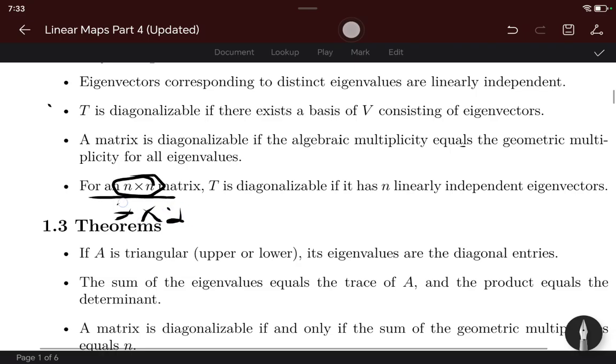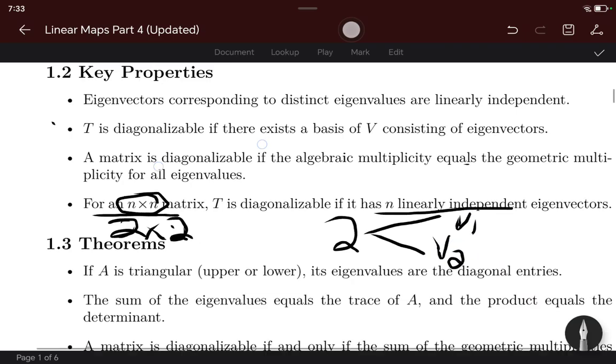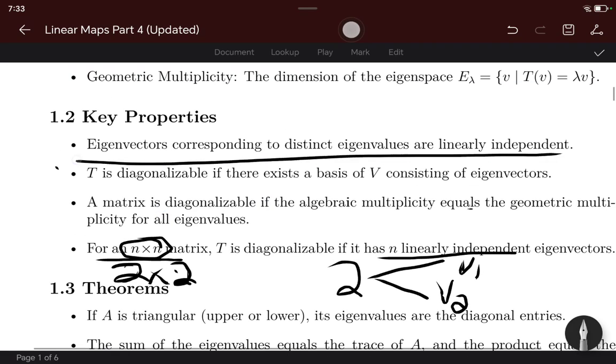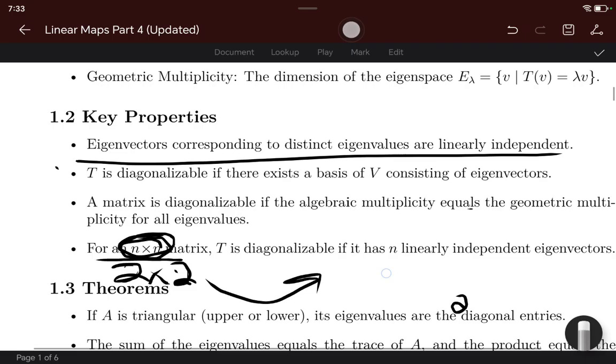Our reasoning sometimes will be based on this. If this is a 2 by 2 matrix and we have two eigenvalues, each with its own eigenvector, then this matrix will be diagonalizable. This is what they're saying here. So it takes us back to this part. Given that this is a 2 by 2 matrix and this holds, then we'll know that this matrix is diagonalizable.